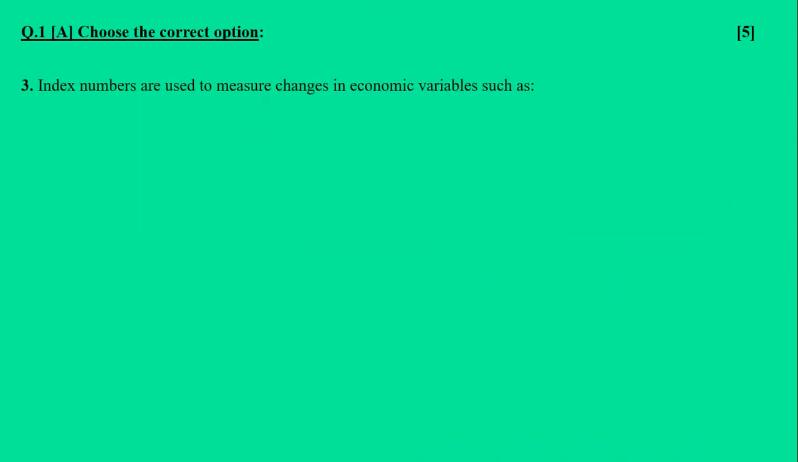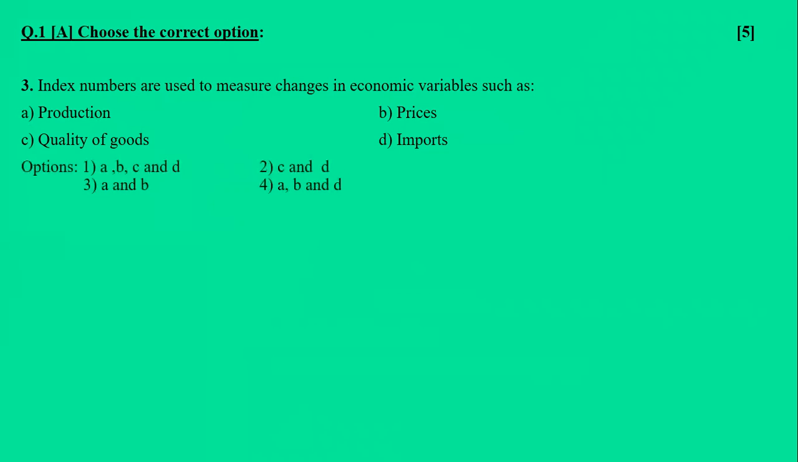See the next statement. Index numbers are used to measure changes in economic variables such as A, production, B, prices, C, quality of goods, and D, imports. Now see the options. Number 1, A, B, C, and D. Number 2, C and D. Number 3, A and B. And number 4, A, B, and D. Now the perfect answer is 4, A, B, and D. Means what? Production, prices, and imports.